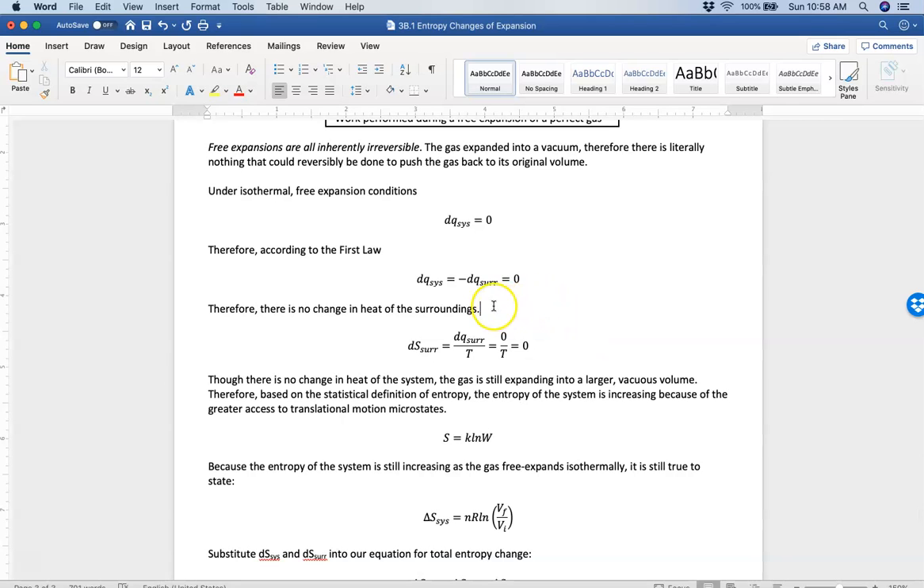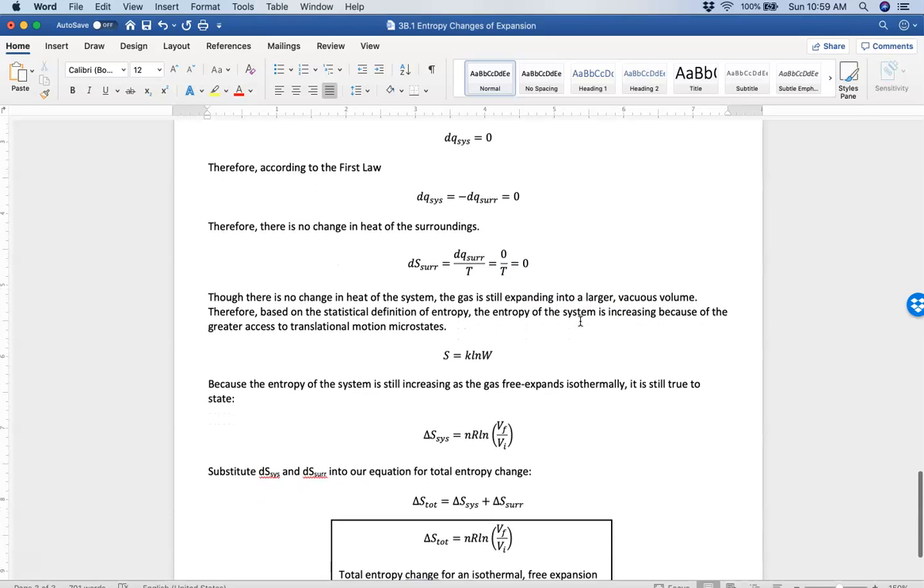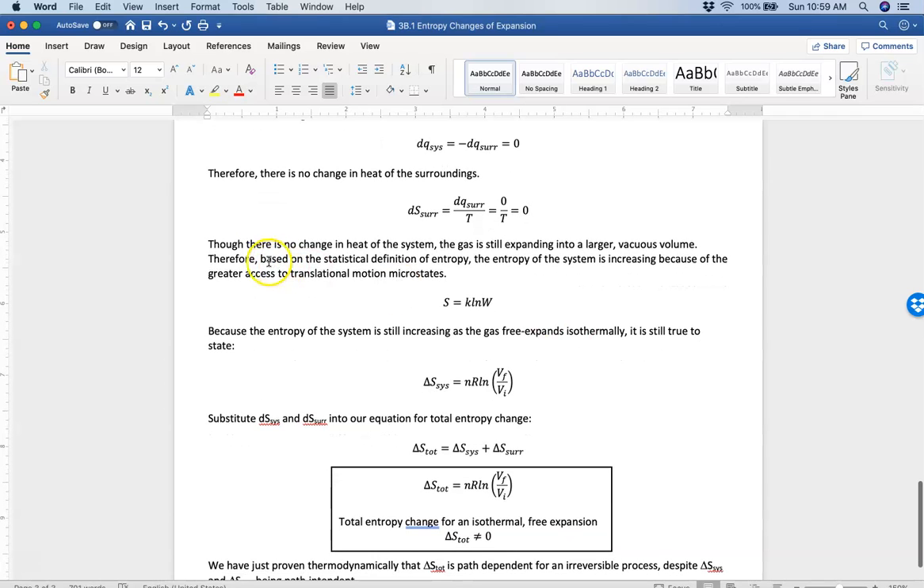So what we can do then is substitute this equation back into our definition of entropy. So the change in entropy of the surroundings equals the change in Q of the surroundings over the temperature of the surroundings. If the change in the Q of the surroundings is equal to 0, well then the total entropy change is going to be equal to 0 as well. So let's look at this. There is no change in the heat of the system, and the gas will be expanding into a larger vacuous volume. Therefore, based on statistical entropy, right, the entropy of the system is increasing because of the greater access to translational microstates.